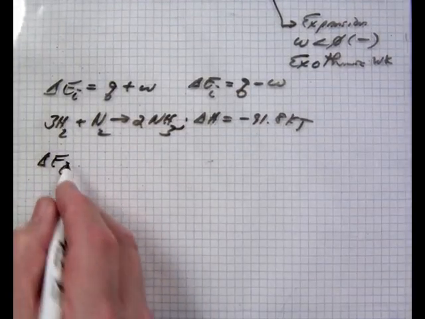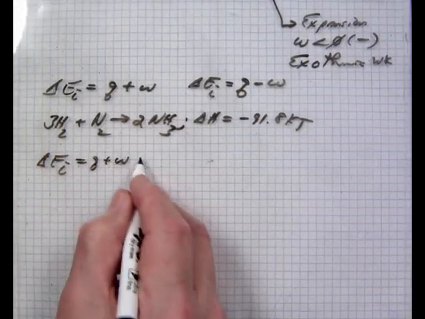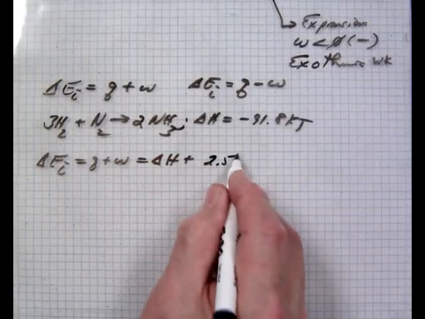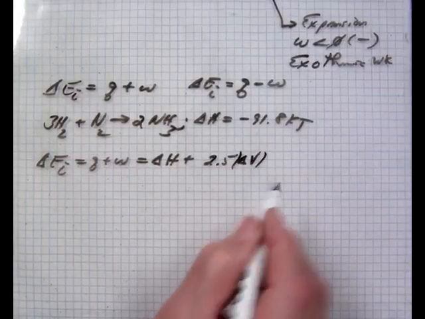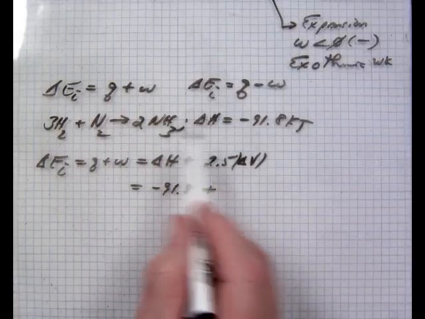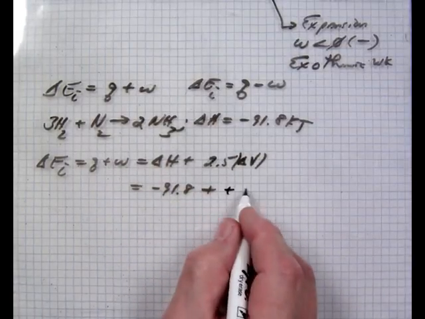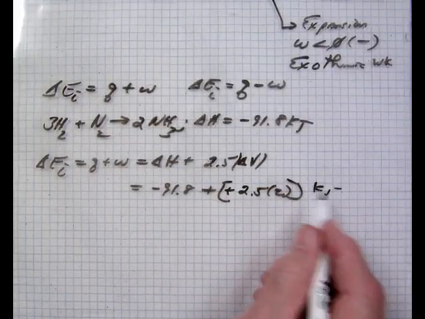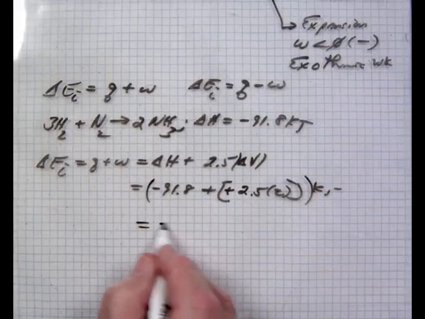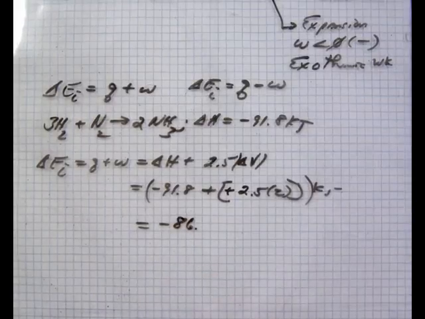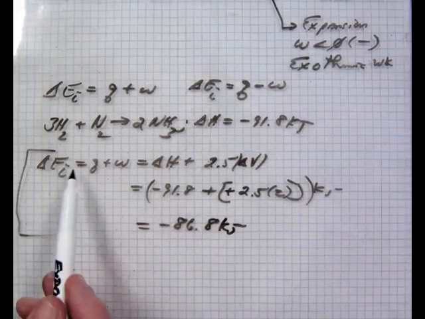Using delta E equals Q plus W, we use delta H plus 2.5 delta V. And we came up with minus 91.8 kilojoules plus, all right, that is a compression, so that would have to be a plus 2.5 times 2, and all that's in kilojoules. And so we came out with 86 point something or another, I don't remember. So here it is in the Q plus W.